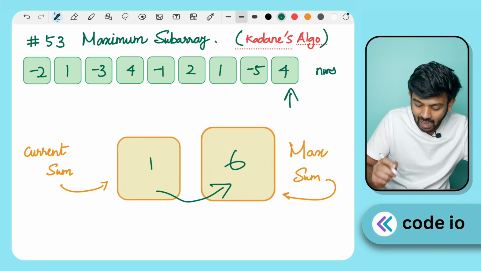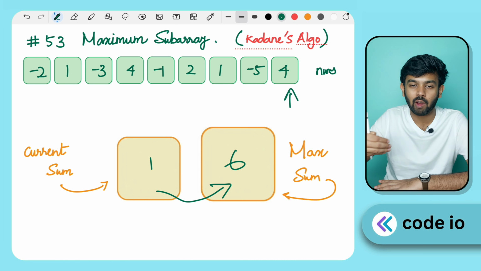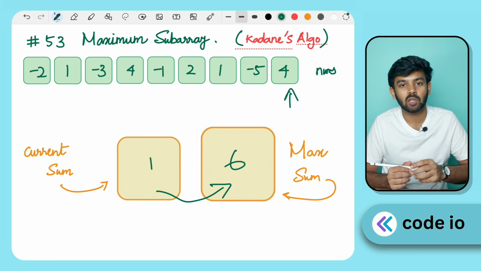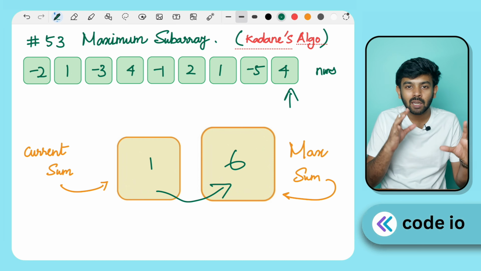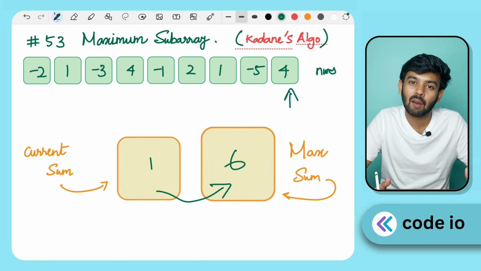Since we have this max sum, which always has the maximum sum so far, you don't worry about your current sum being less than your previous value. Comparing it with your previous value, max sum takes care of that. Your current sum doesn't really have to worry about that.